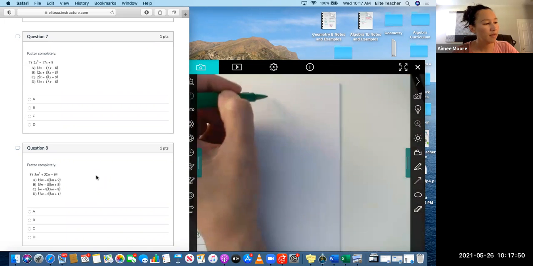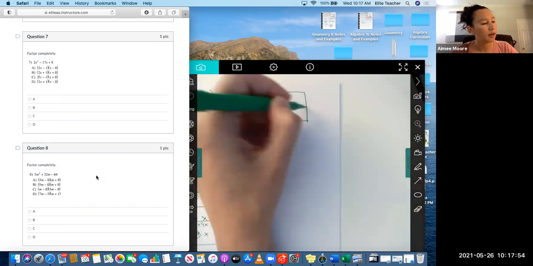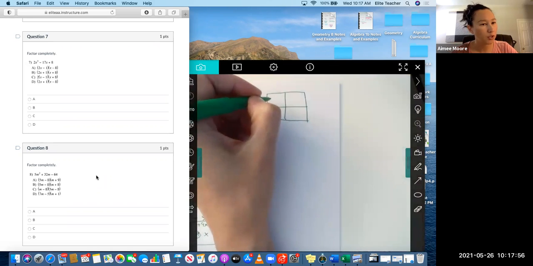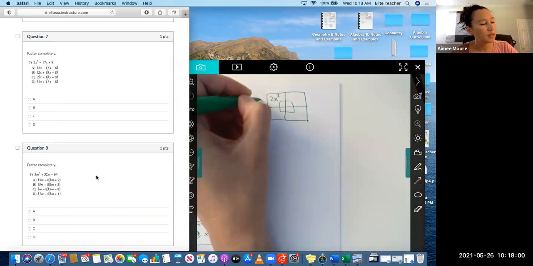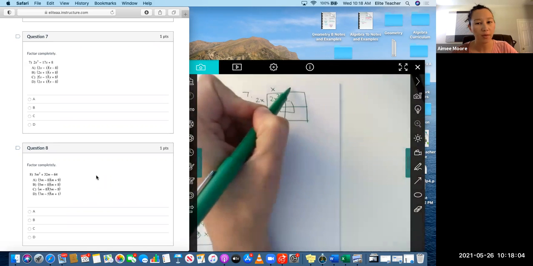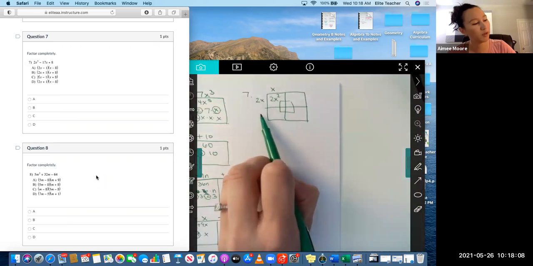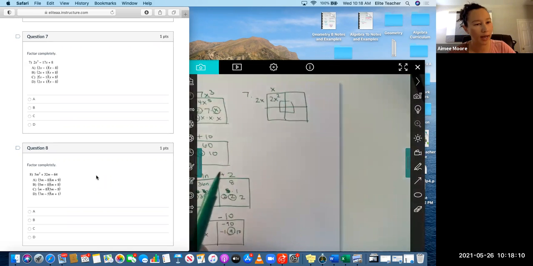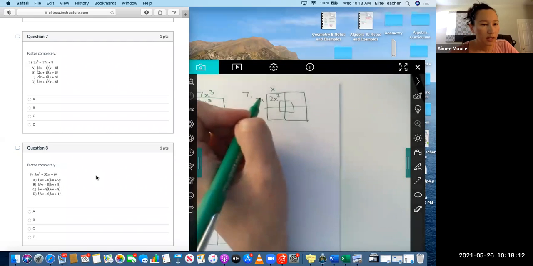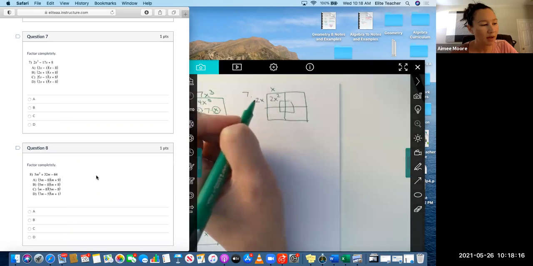Okay, number 7 is a little bit of a harder trinomial because a is not 1. So you'll see here we have 2x squared, which means one side has a 2x and one side has an x. So whatever we put here is going to get multiplied by a 2. Whatever we put here is just getting multiplied by a 1x. So it makes things a little bit trickier. This is where we just have to guess and check.